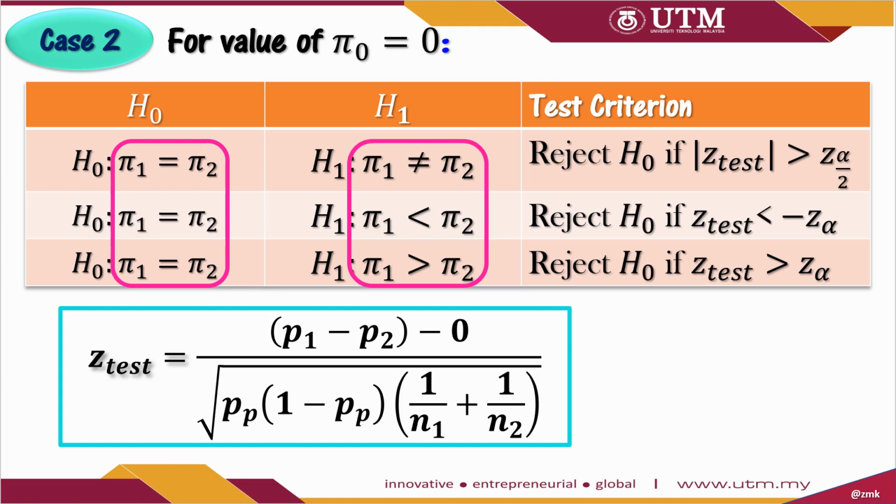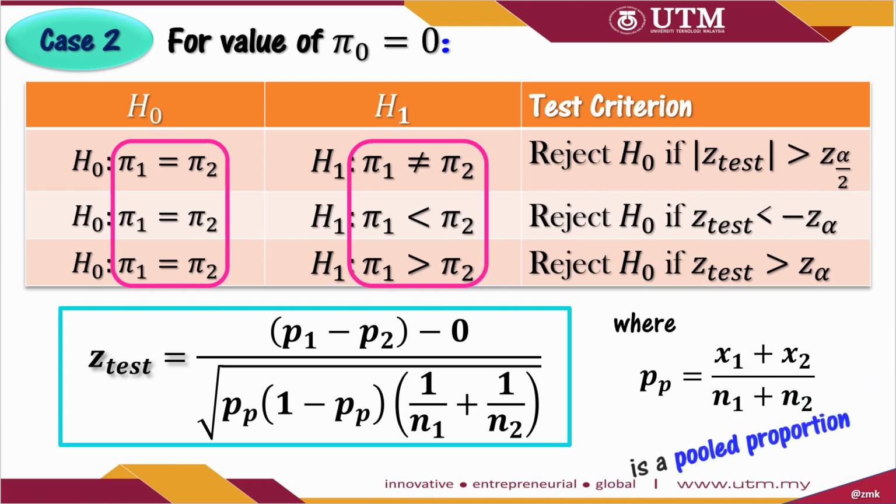times 1 minus p sub p times 1 over n1 plus 1 over n2, where the notation p sub p is defined as the total number of successes or failures denoted by x1 plus x2 divided by the total sample size n1 plus n2, which is what we call a pooled or weighted proportion. For your information, this formula is given in the statistical table booklet, page 3.